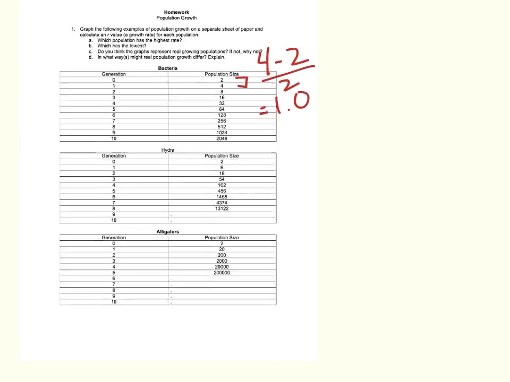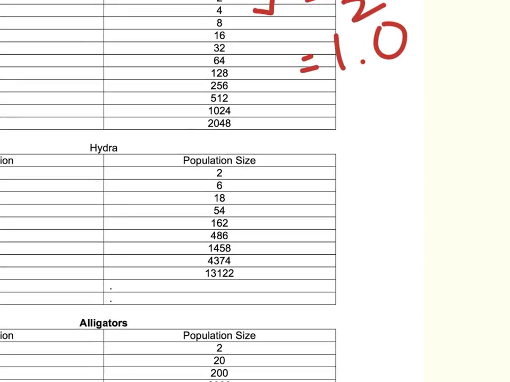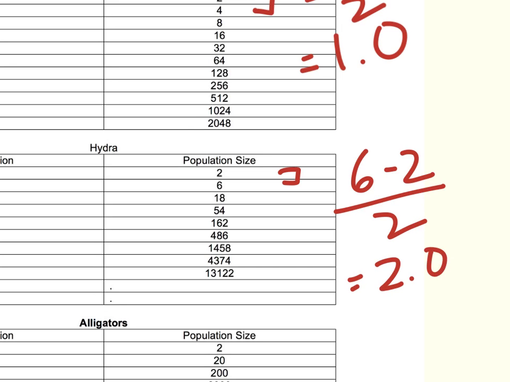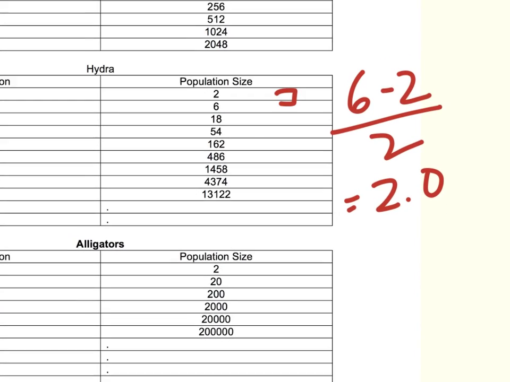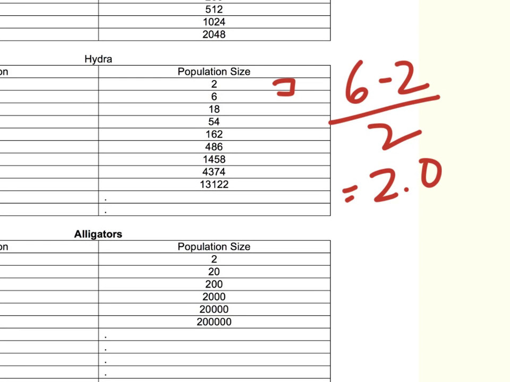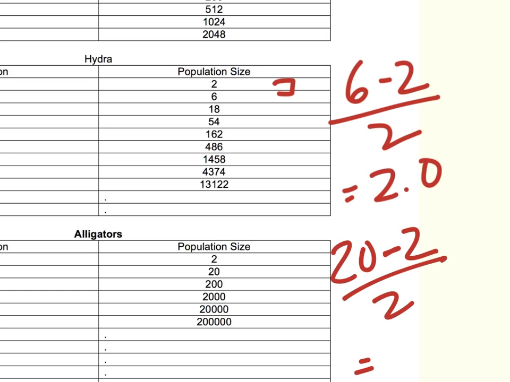Okay, and then if we look at the second one for the Hydra, doing the same thing, you're going to say, looking at these two, 6 minus 2 over 2. Okay, and so that gives you 2.0. And then for the last one, for the alligators, we're going to do the same thing. We're going to go 20 minus 2 over 2. That's a minus. Whoops. Okay, and that gives us an R of 9.0.